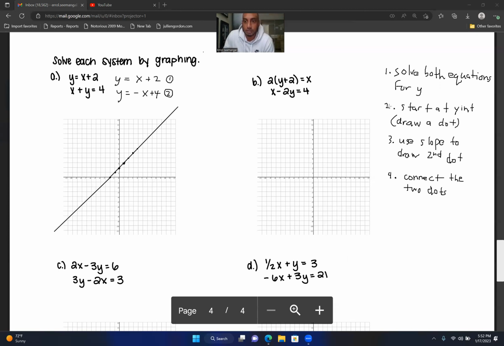Okay, see these four steps on the right? We're going to do the exact same thing on equation two. So where's the first dot on equation two? Positive 4. 0, 4, right? Where's the second dot? Negative 1 over 1, right? So we go down 1 and to the right 1. Down 1 to the right 1, and so forth. And then from here, we can go right there, right?